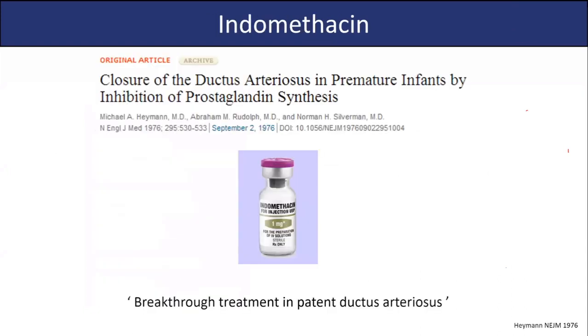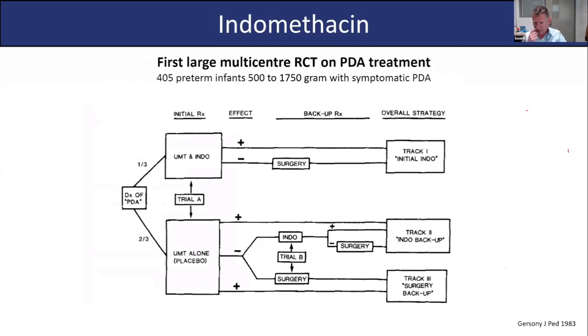But then in '76, they came out with indomethacin after some laboratory studies, and they found this breakthrough treatment for the patent ductus arteriosus. No longer was surgery needed as much, so we could treat pharmacologically. And as good clinicians and researchers at the time, a couple of years later, the first large multi-center randomized controlled trial on PDA treatment was performed. It was a very nice study. It was complex, but it was nicely designed.